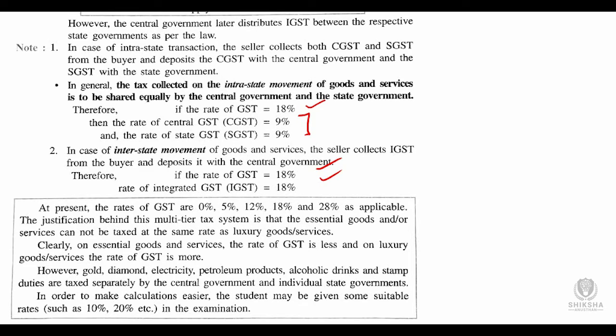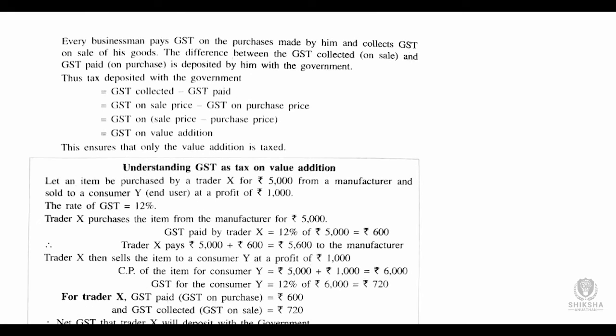At present, the rates of GST are 0%, 5%, 12%, 18%, and 20% as applicable. Every businessman pays GST on the purchases made by him and collects GST on the sales of his goods. Because if they are buying something from someone, that someone is selling a product to the buyer and collecting tax from the businessman. So the businessman pays GST on purchases, and he collects GST on the sale of his goods.